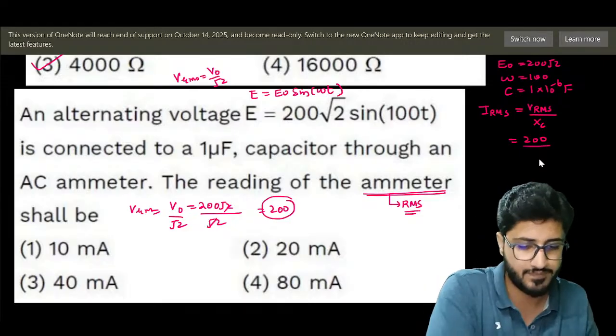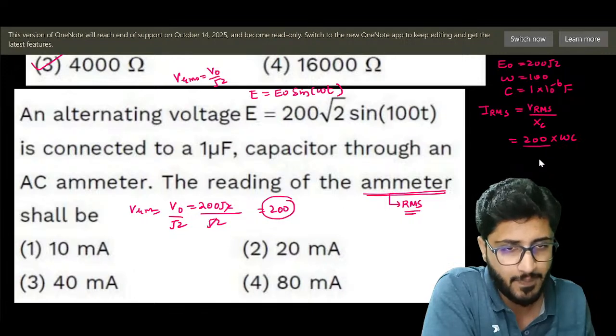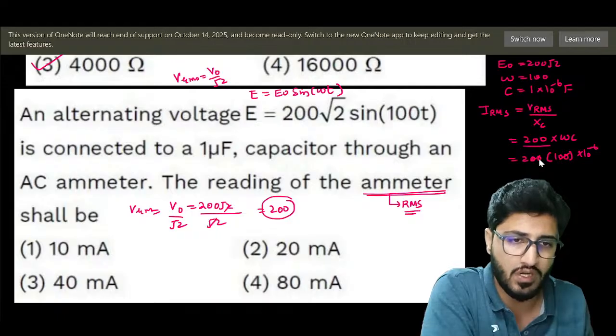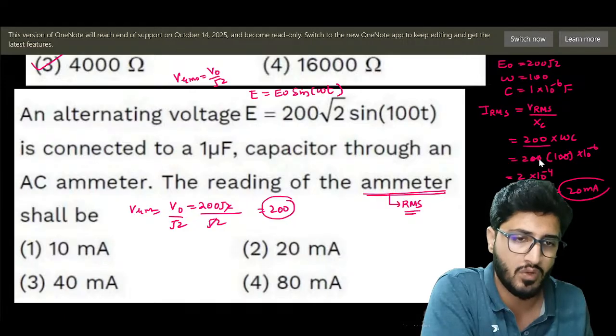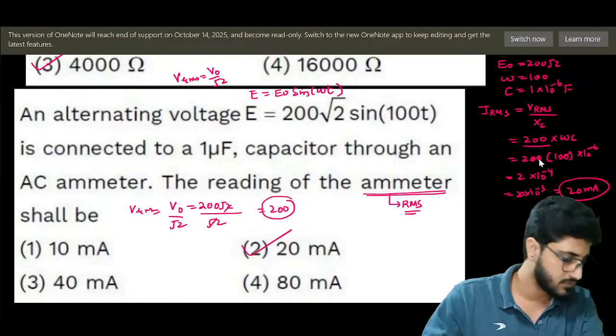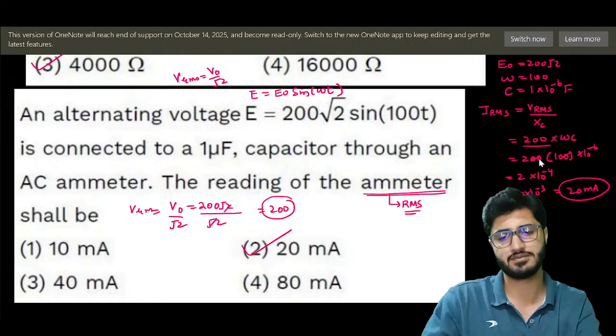What is XC now? XC is 1 by omega C. Omega is how much? 100. And C is 10 to power minus 6. So it is 20 into 10 to power minus 3, that means 20 milliampere. So 20 milliampere is my answer, option number 2.